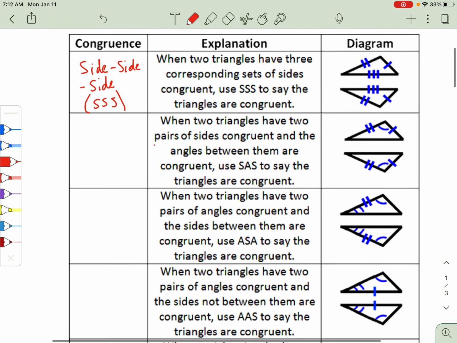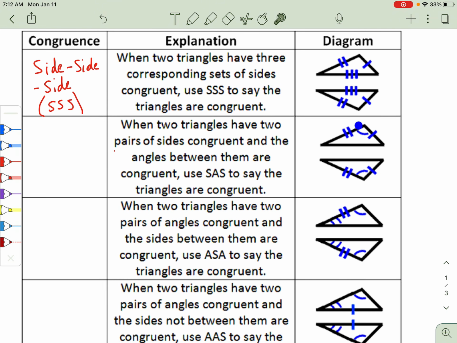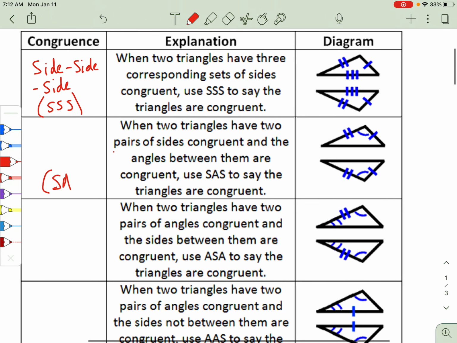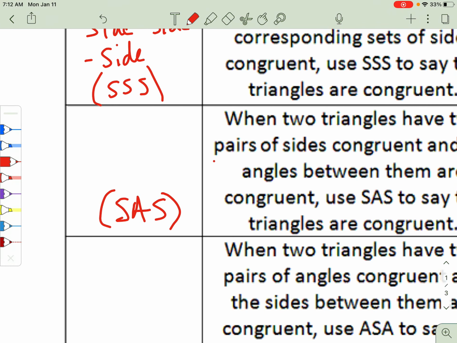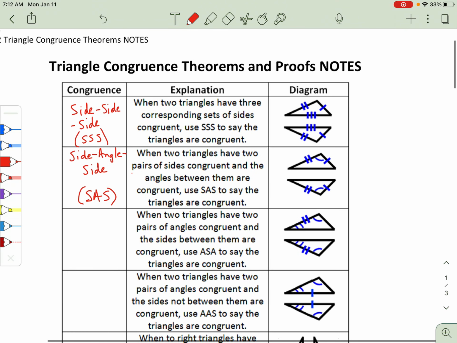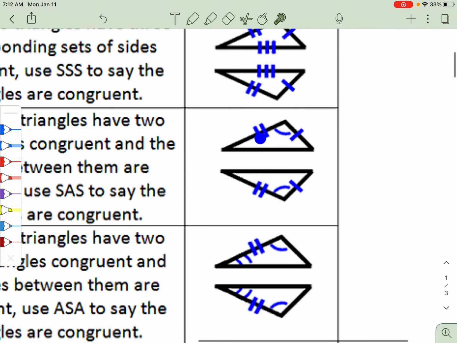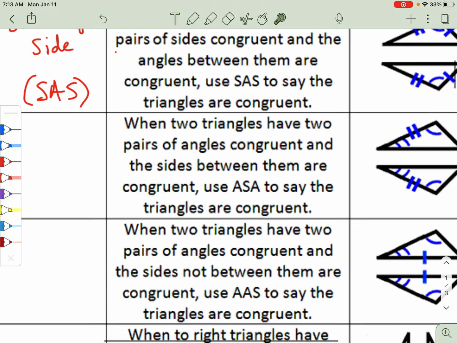Okay. Second one that they have listed here is when you have a side, an angle, and a side. So this would be, you guessed it, SAS. Okay, notice the order in which these go in. It's important. So you have side, angle, side. Okay. And they have to be connected in that order. So side is connected to the angle, which is connected to the other side. So it goes in that order, right? It can't be up here in the gap, okay?